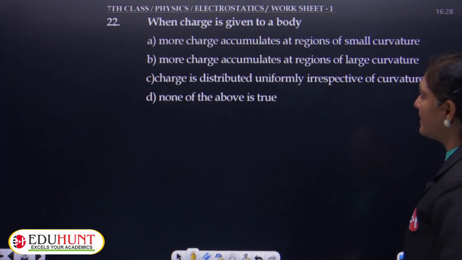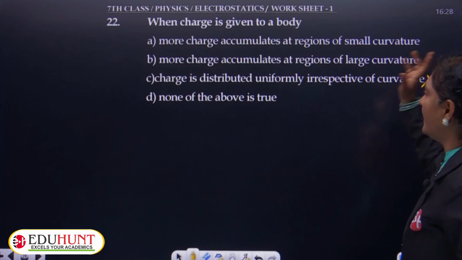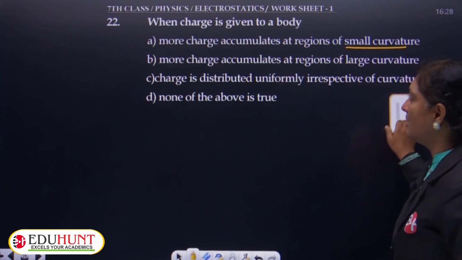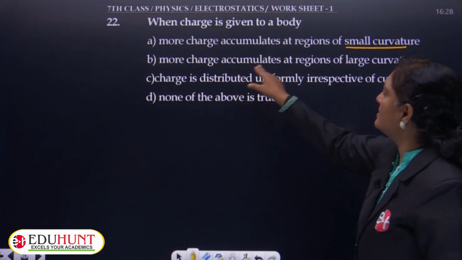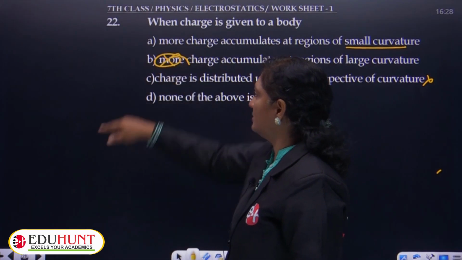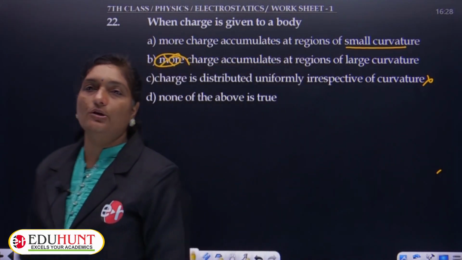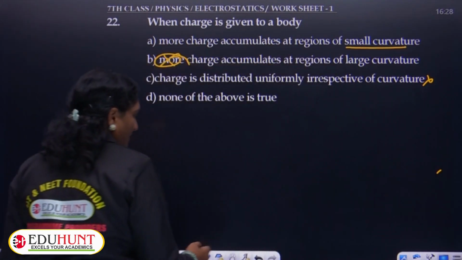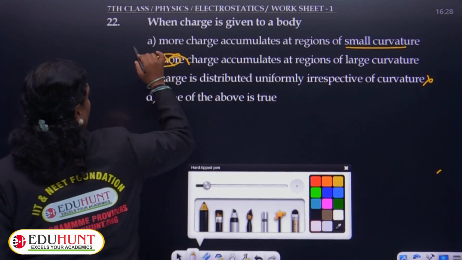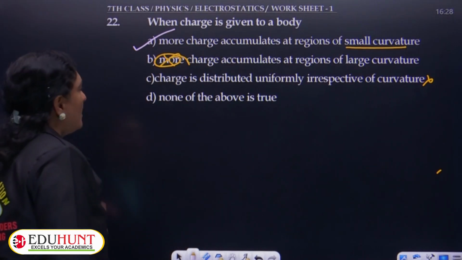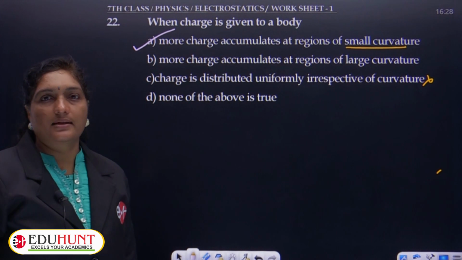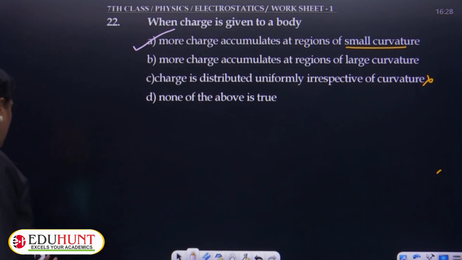Okay. So what is the correct option? More charge accumulates at the region of smaller curvature, whereas less charge is accumulated at the regions of larger curvature. Hence, the only correct option is the first one. So, at the place of small curvatures, we have a large amount of charges accumulated.